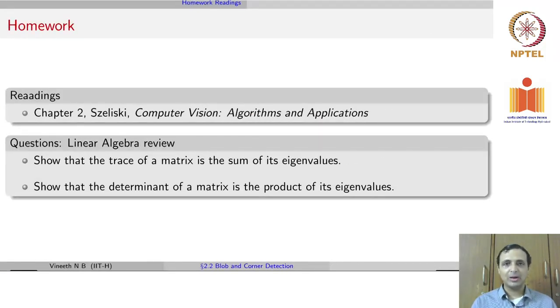So the homework you're going to have is to go ahead and continue to read chapter 2 of Szeliski's book. And since a lot of the concepts that we used in this lecture were based on eigenvalues and eigenvectors, just go ahead and brush up your linear algebra. Try to show that the trace of a matrix is the sum of its eigenvalues and the determinant of a matrix is the product of its eigenvalues.